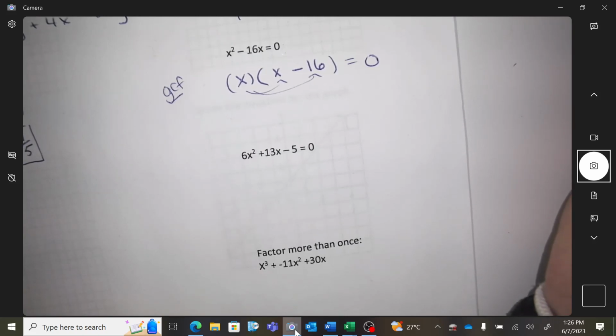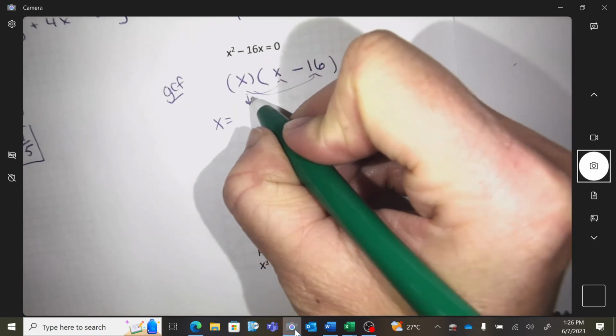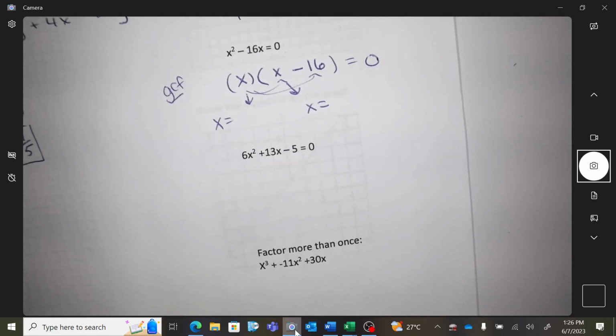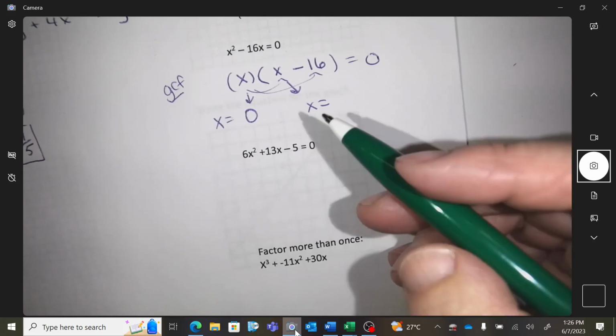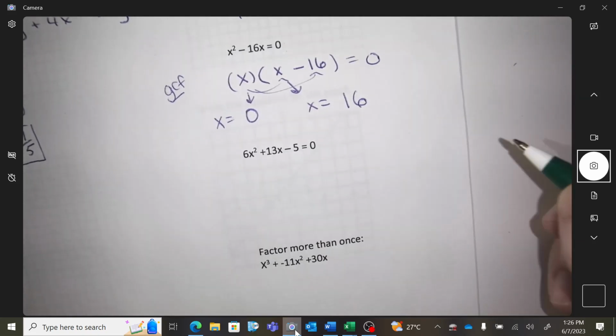Do you understand when you factor, you can check. If you multiply it, it goes back to this top, right? You're going to have 2 solutions for x. If you want that first multiplier to be 0, x would need to be 0. And if you want that second multiplier to be 0, x would have to be positive 16, right?